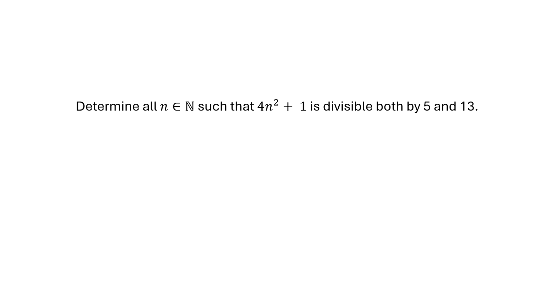Our next problem is determine all natural numbers n, so positive integers n, such that 4n squared plus 1 is divisible by both 5 and 13. I'll give you an example of one solution. If n is 4, then you have 4 times 4 squared, which is 64, plus 1 is 65, and 5 times 13 is 65, so we know 65 is divisible by both 5 and 13. The question is, however, to find all such positive integer solutions.